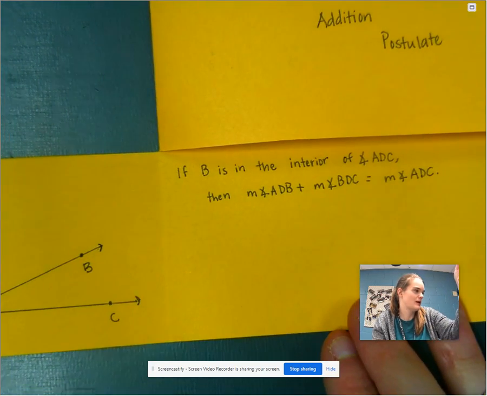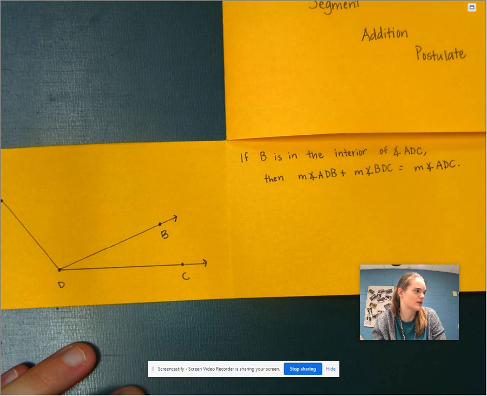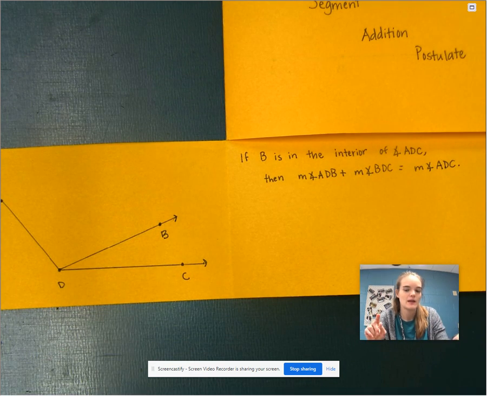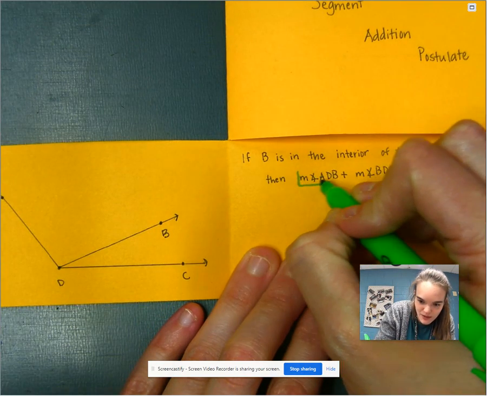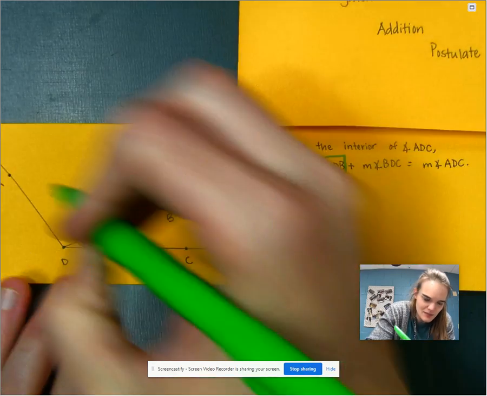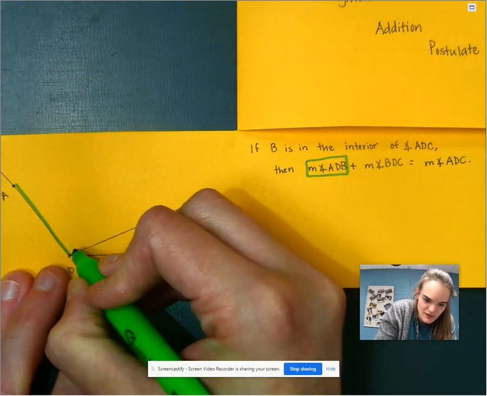Okay, we need to talk about what all that means. And I'm going to have it so you see both at the same time, so make sure you can. Okay, I'm using a green highlighter. What this means is that here ADB is right here. A to D, D to B.